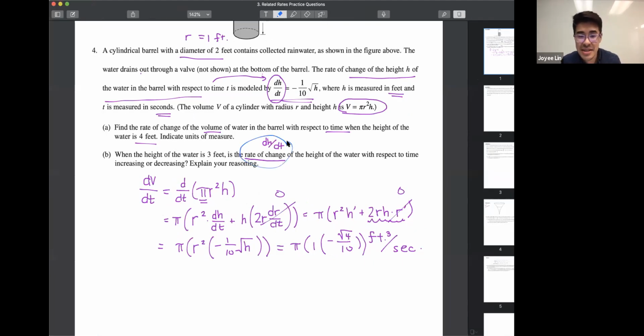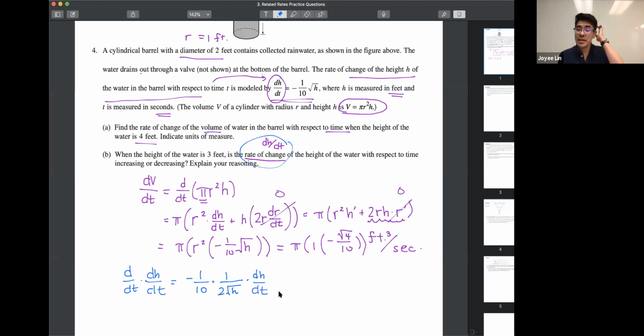So then we need to take the derivative of both sides. So how do we take the derivative? We do this fancy symbol d dt of dH dt on the left-hand side. And then let's take the derivative of the right-hand side. It's -1/10, which is a constant. The derivative of rad h is 1/2 rad h. Since we're taking the derivative with respect to time, we need a dH dt there also.